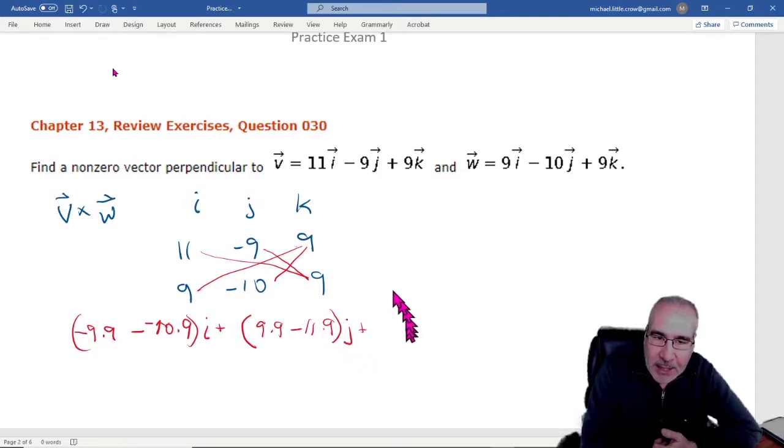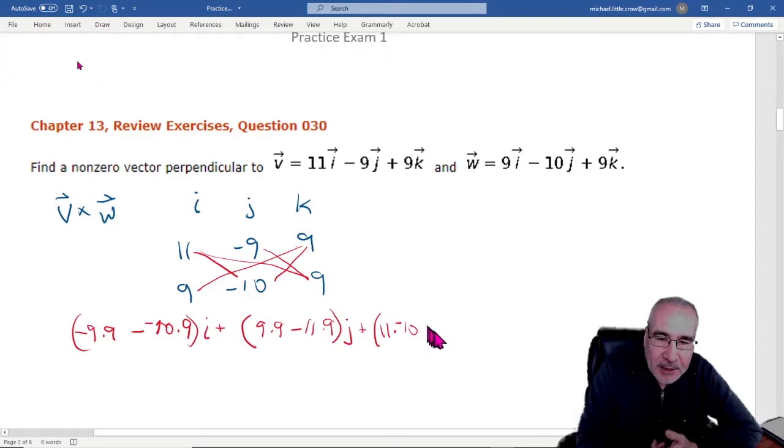And then when we come to the K, it's going to be the cross of the I and the J. Again, we start from the upper left and go down. So this is going to be the first part, and then we subtract the second part. For this part, it's 11 times negative 10 plus, no, not plus, minus. It's always minus.